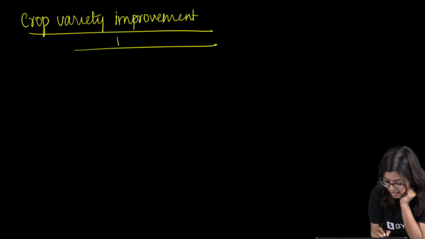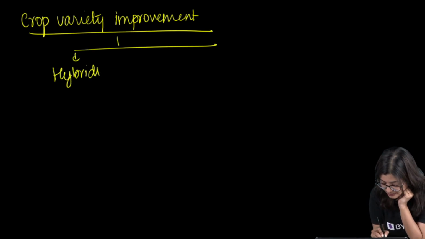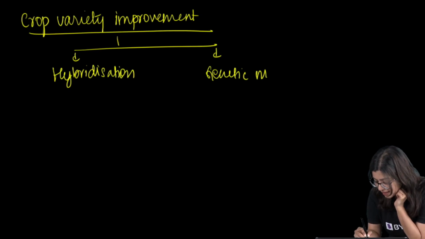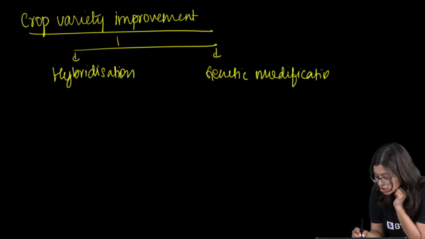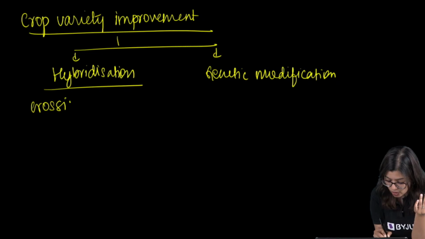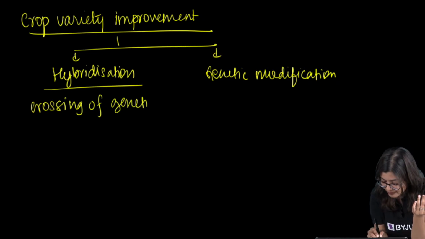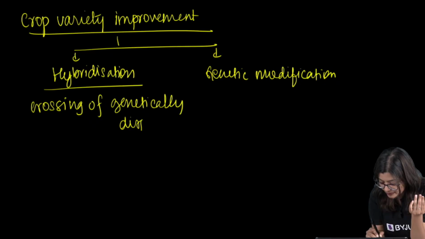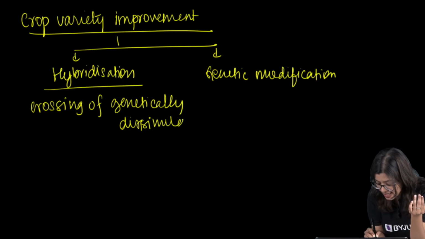So now we've understood that there is crop variety improvement. Now how can we achieve crop variety improvement? I can achieve it in two ways: either through hybridization or through genetic modification. Hybridization is what we understand as the crossing of genetically dissimilar plants. So it is a process of crossing genetically dissimilar plants.